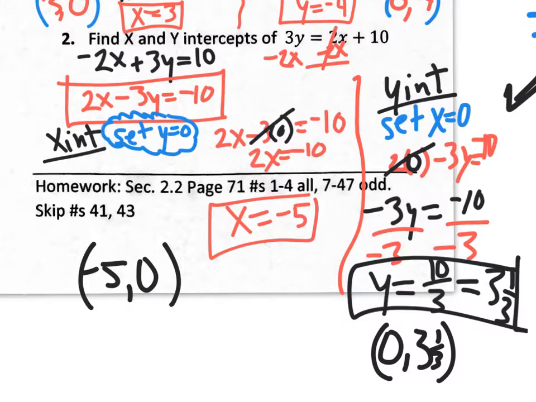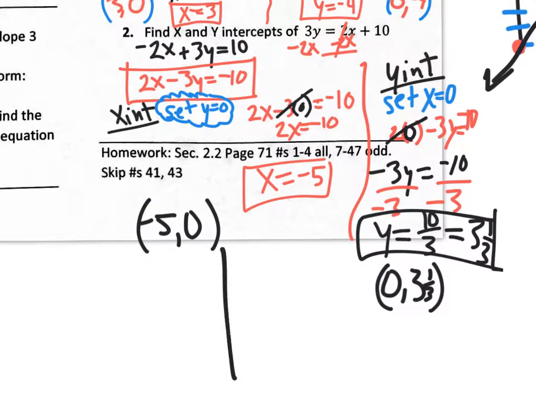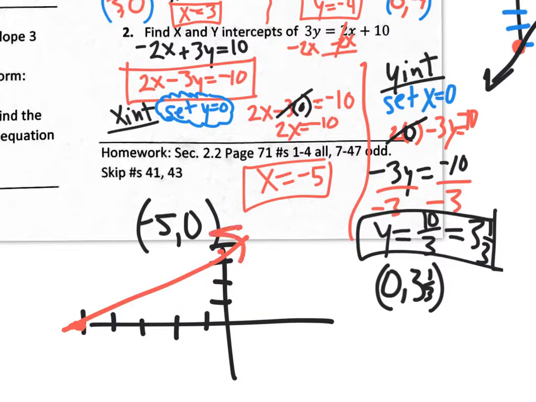Okay? Now, if you were to graph it, you'd have to go to an xy plane. You go to negative 5, 0. 1, 2, 3, 4, 5. That's the x-intercept. You put a dot right there. And you go to 0 and 3 1/3. 1, 2, 3, and then a third of the way up to 4. So it'd be right there. Connect the dots, you graphed it. Sorry, that was ugly. But I hope this makes sense, how to find the x and the y-intercepts.